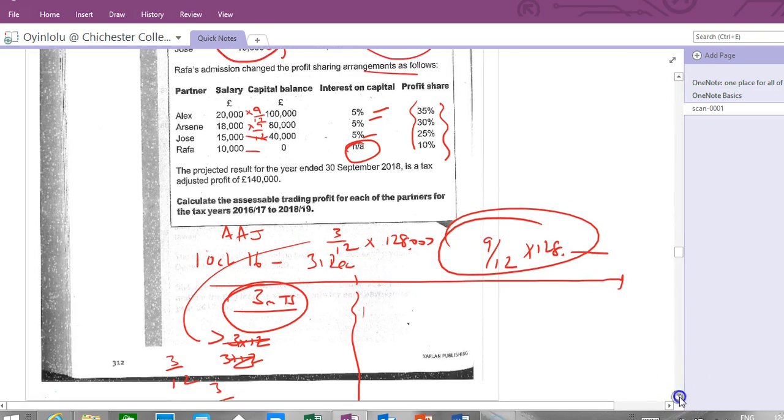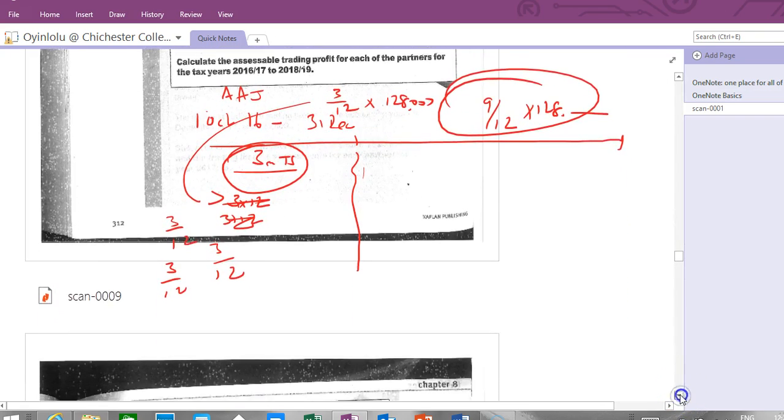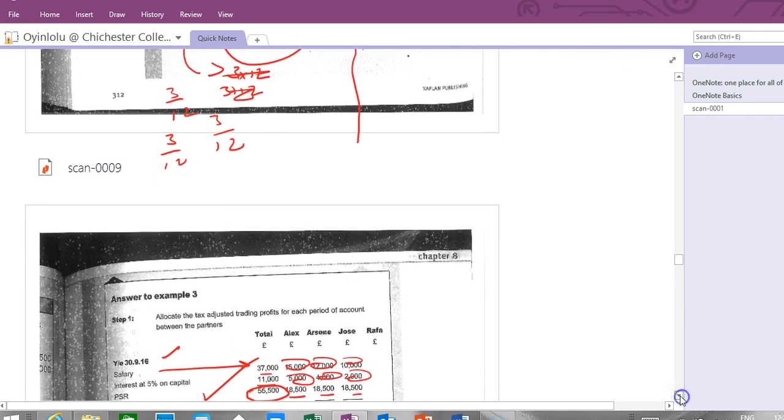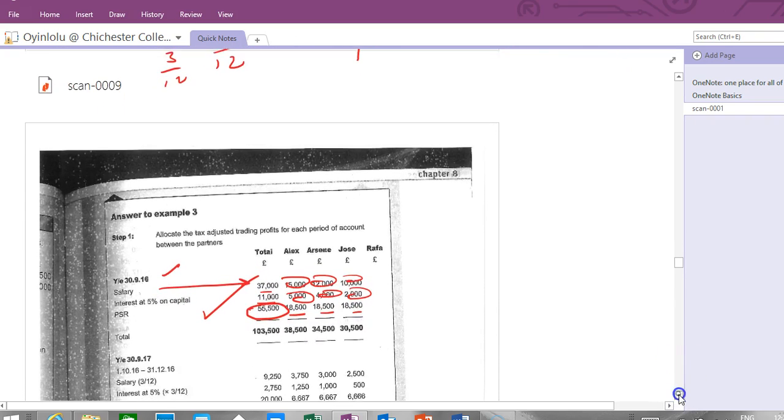Please make sure you're happy with that. And this is still all partnership work. We're not quite doing any tax yet. So let's see how that pans out.